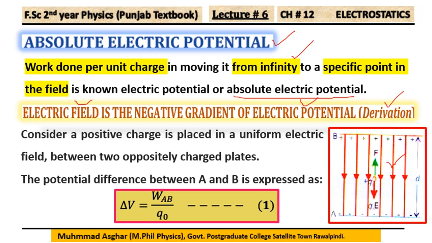Now consider the diagram as earlier. Positive and negative. Electric field is always directed from positive towards negative. Here Q is moving against the electric field by the applied force. This is applied force, and here in the downward direction is the electric force, F, electric force. So work is done against the electric field. This work done is given by WAB divided by Q naught.